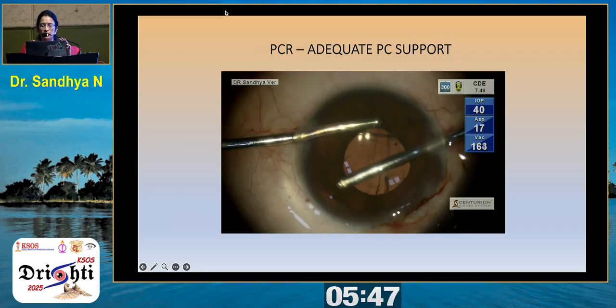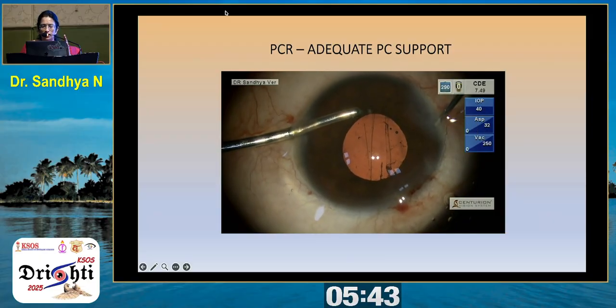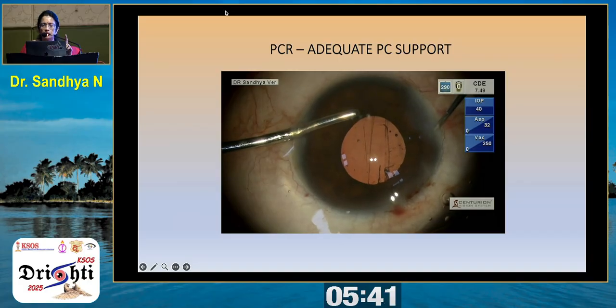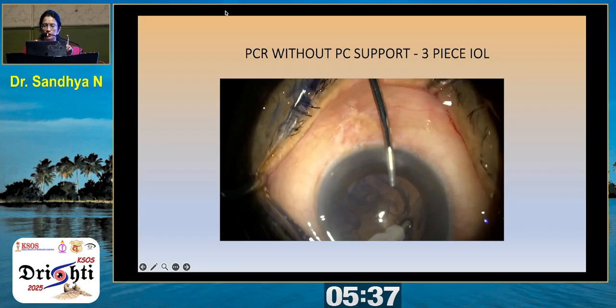And before withdrawing the irrigating cannula, the side port was aspirated to prevent sudden forward movement of the posterior capsule and IOL, which can cause extension of the rent. And at the end, the pupil was round and the patient had a good visual outcome.